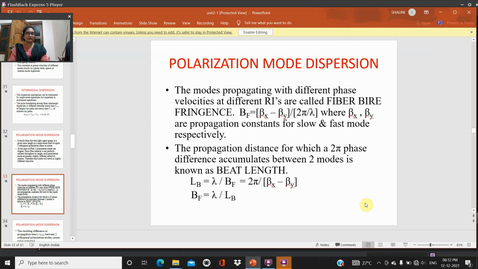The propagation distance for which a 2 pi phase difference accumulates between two modes is known as the beat length. What is beat length? The propagation distance over which there is a 2 pi phase difference between the two modes is the beat length. L_B is equal to lambda by beta f. We already know that beta f is equal to beta x minus beta y, so this equation can be written as L_B is equal to 2 pi by beta x minus beta y.